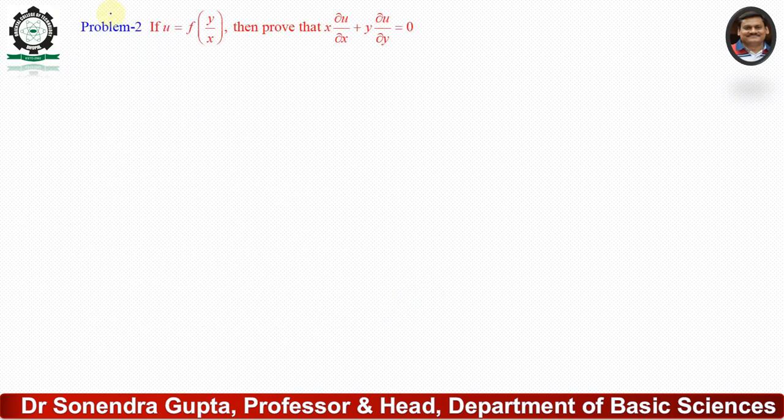Now the second question is: if u equal to f of y upon x, then prove that x del u by del x plus y del u by del y equals 0. Okay, now we have u equal to f of y upon x. Now say this is equation number 1.